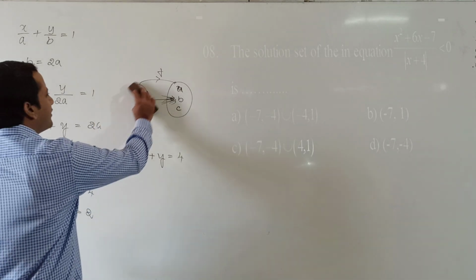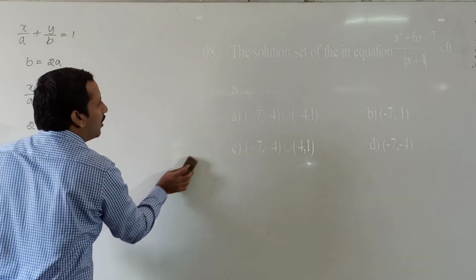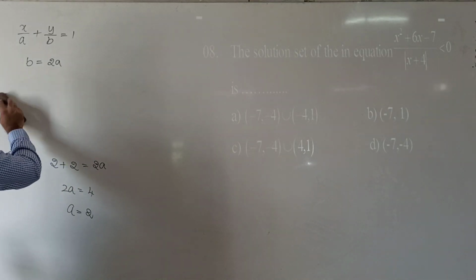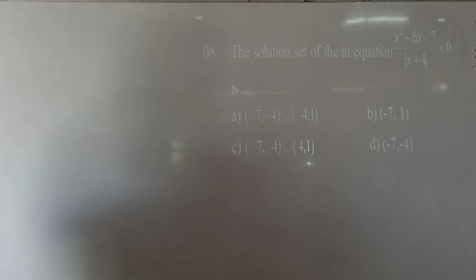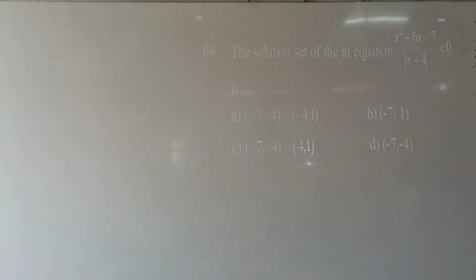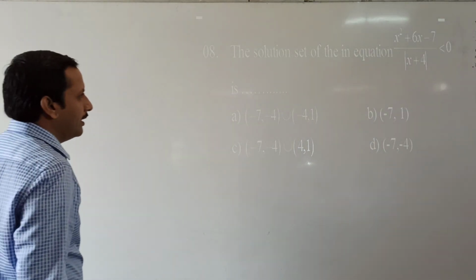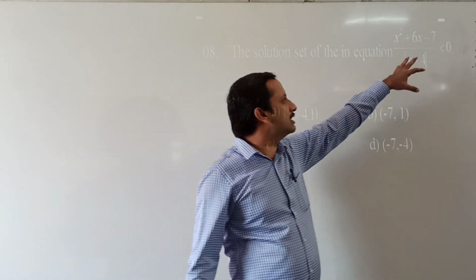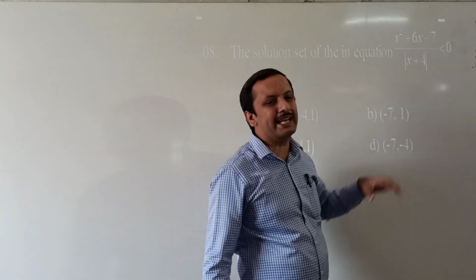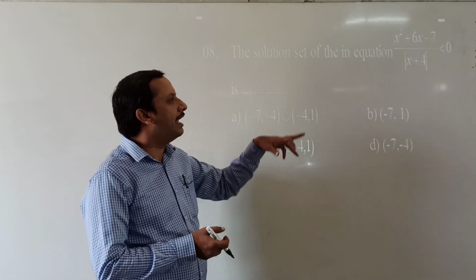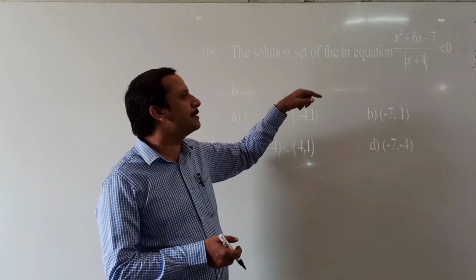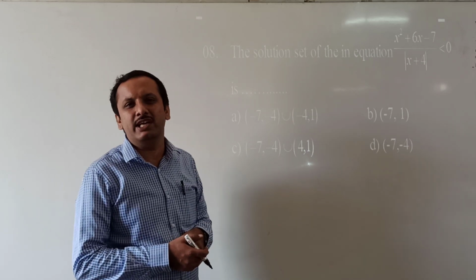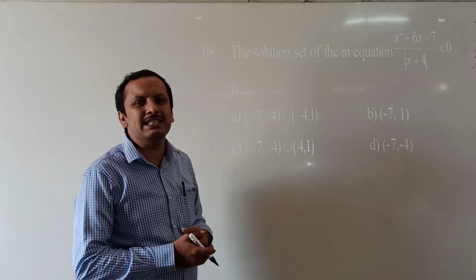Look at question number 8 now. The solution set of the inequality (x square plus 6x minus 7) divided by (mod x plus 4) is less than 0. So this expression should be negative. That is what they are saying. Now mod x plus 4 is always positive, which means this inequality is negative whenever the numerator is negative.